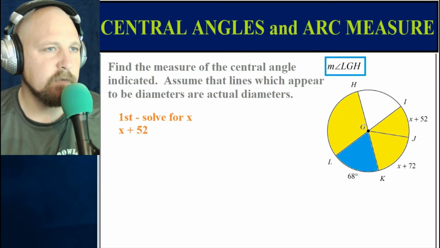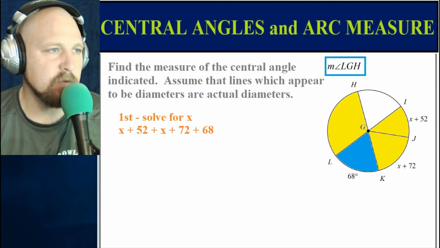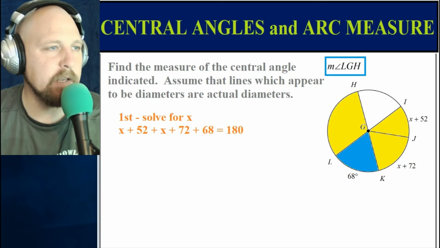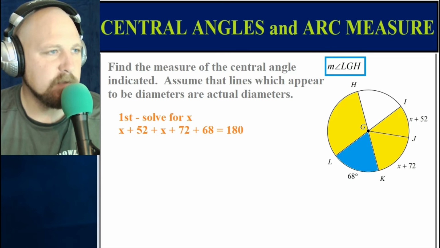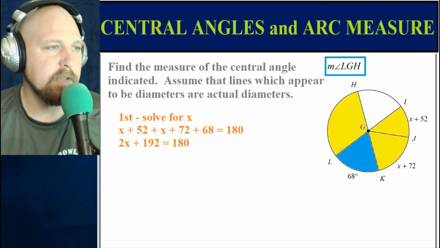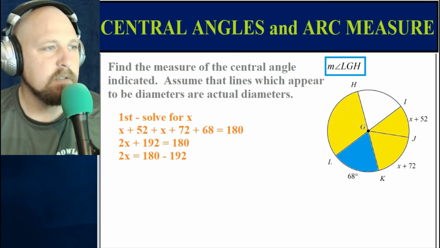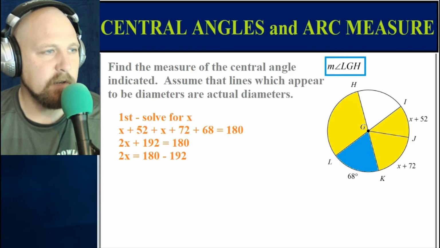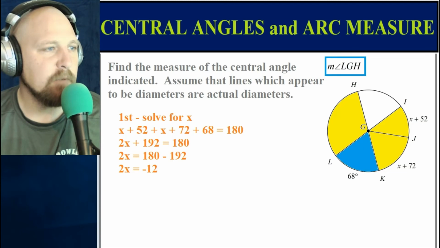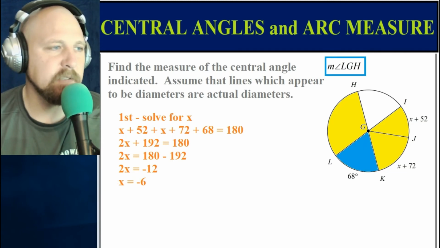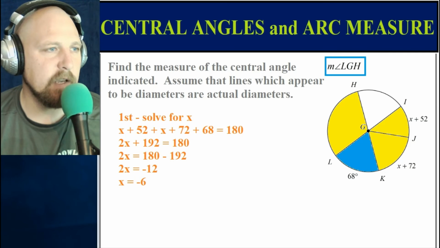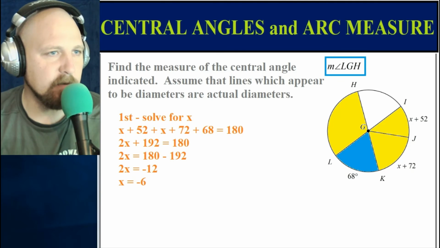So we have x plus 52 plus x plus 72 plus 68 is equal to 180. Combine like terms, simplify the left portion of the equal sign. We get 2x plus 192 equals 180. 2x equals 180 minus 192. We've got to move that 192 by subtraction. And then simplify, we get 2x is negative 12 and x is negative 6. This is a couple times you've seen that x can be a negative value, and that's okay as long as it doesn't create a negative angle here or a negative arc measure.